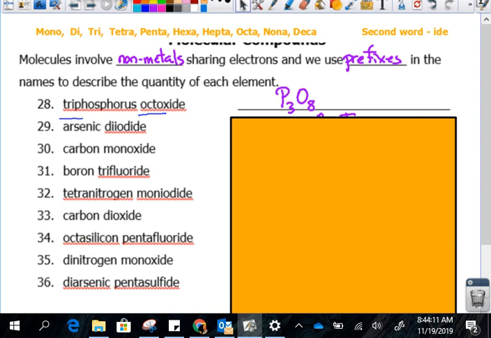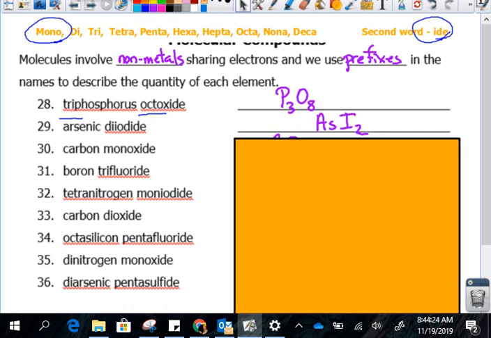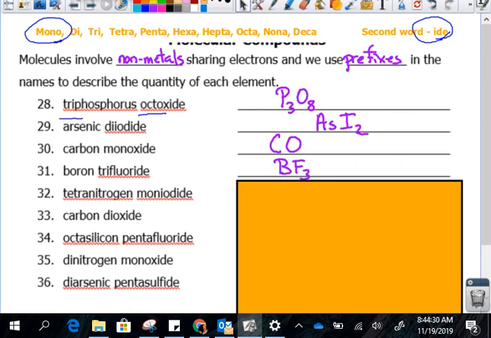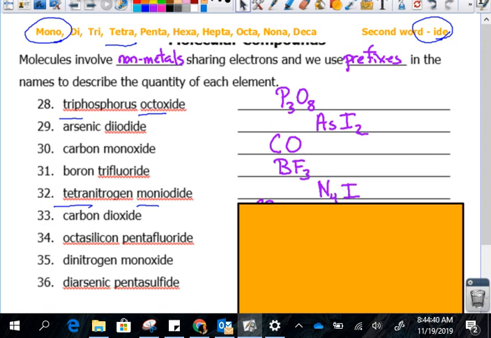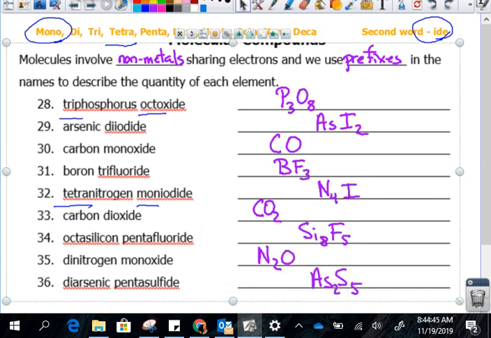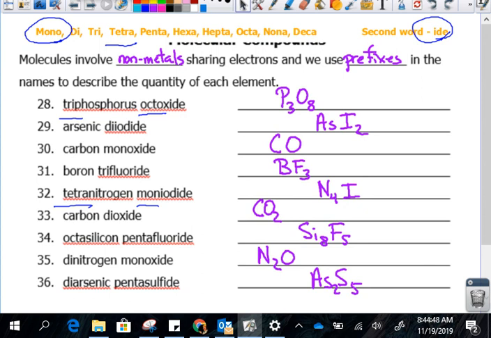The only rule that's kind of funky is mono only gets used on the second word, it never gets used on the first word, and they changed the second word to IDE also. Arsenic diiodide, that'd be arsenic and 2 iodines. 1 and 1, 1 and 3. Tetra means 4, mono means 1, and so forth and so on. I'm just going to let you take a look at those. Use the prefixes to make the name.